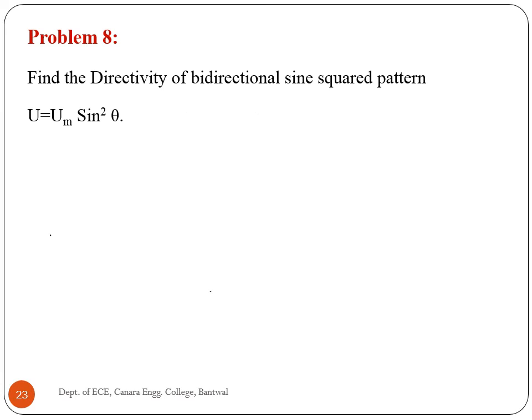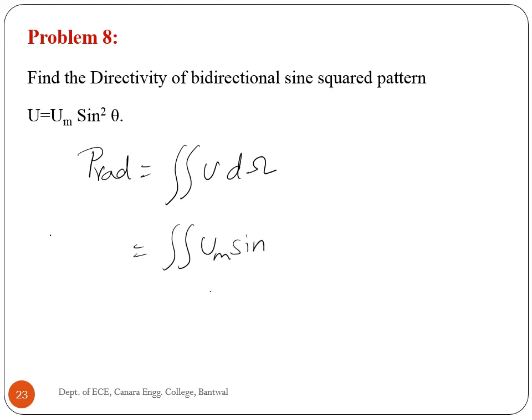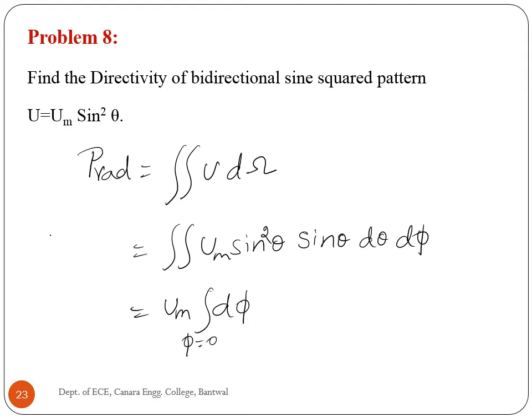Find the directivity of a bidirectional sine squared pattern. To find the directivity of the bidirectional sine squared pattern, we have to find the radiated power, that is the integral of U d omega. So U is Um sin square theta, d omega is sin theta d theta d phi, which is equal to Um integration of d phi when phi is 0 to 2 pi and integration of sin cube theta d theta, for a bidirectional sine squared pattern, theta is 0 to pi.